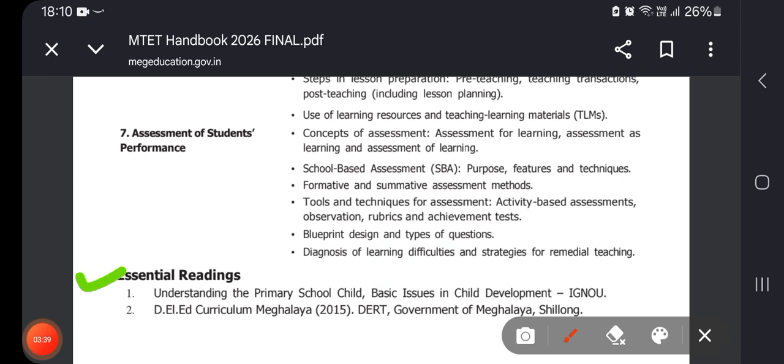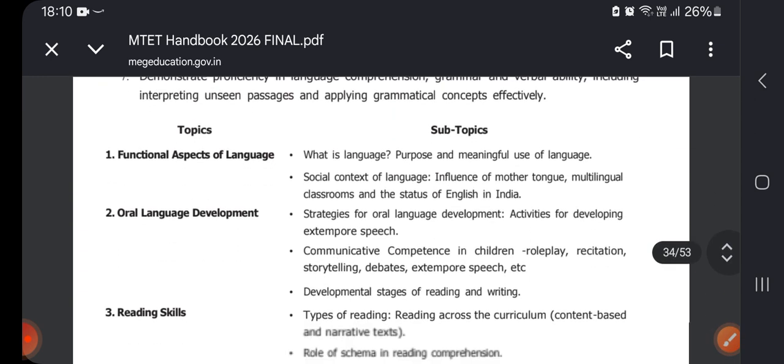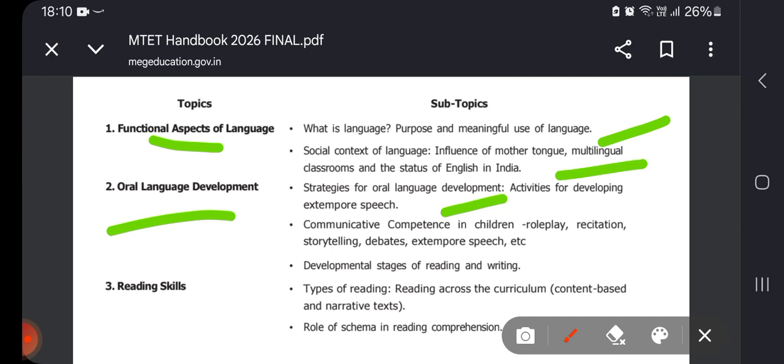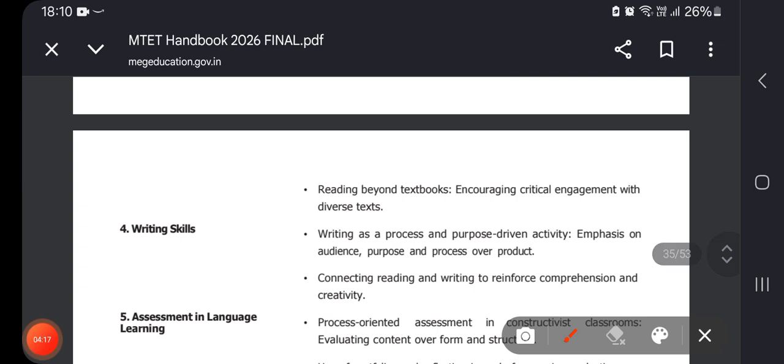You can study this from IGNOU or the DERT, the Government of Meghalaya curriculum which is there. Now moving to English, we'll move to the topics. The topics, friends, are functional aspects of learning: language, purpose and meaning of language, uses, influence of mother tongue, oral language development, strategies of oral development, communication, development stages, reading skills, types of reading, role of schema, reading textbooks, encouraging. Now writing skills.